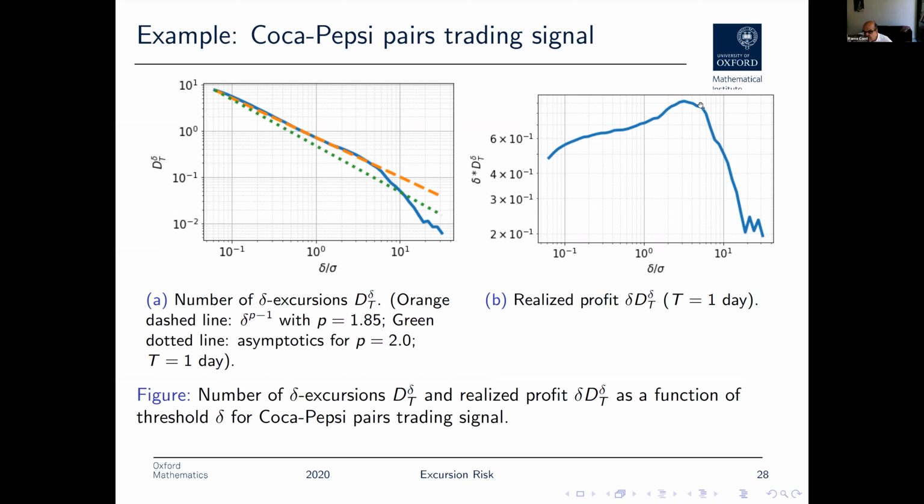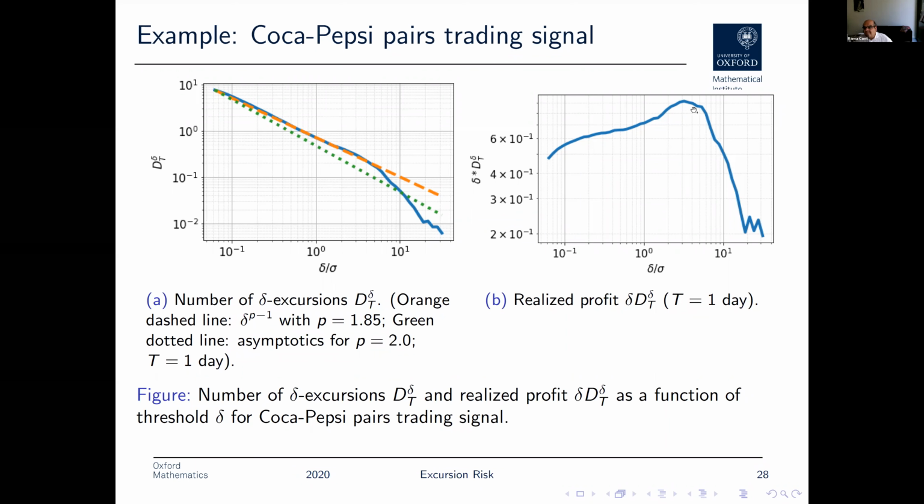And in fact, what we see is that if you look at the realized profit, it has a peak as a function of the threshold, which is away from 0. If P is larger than 2, then this should go to infinity as delta shrinks. But if P is smaller than 2, which is the case here, then we expect the optimum to be away from 0, and this is the case.